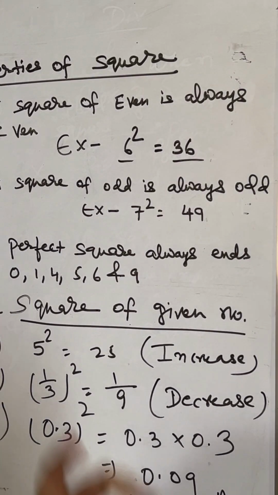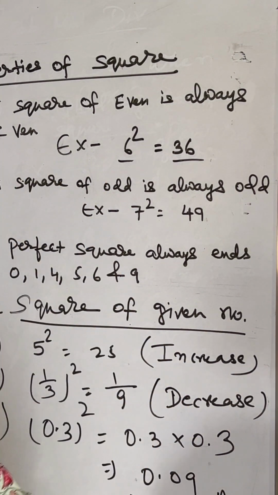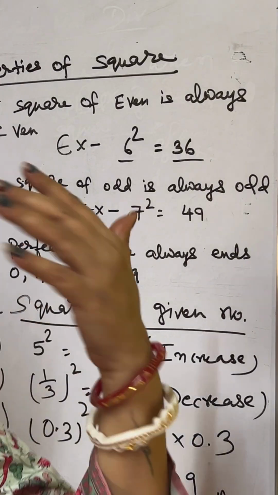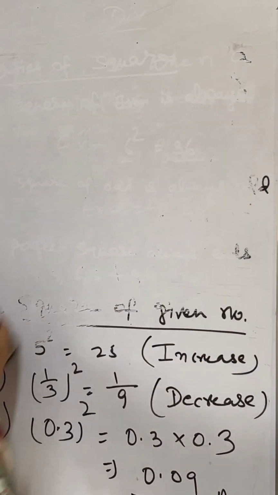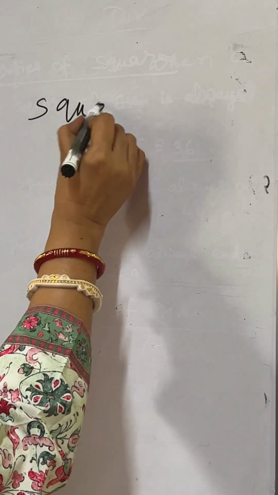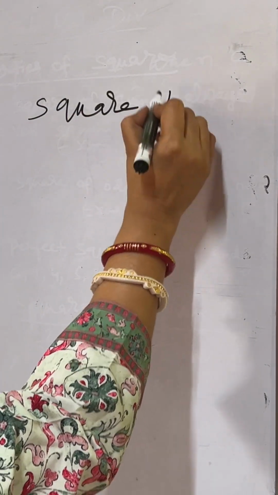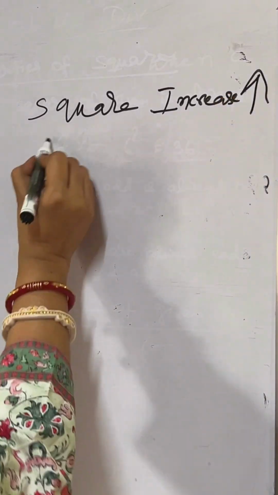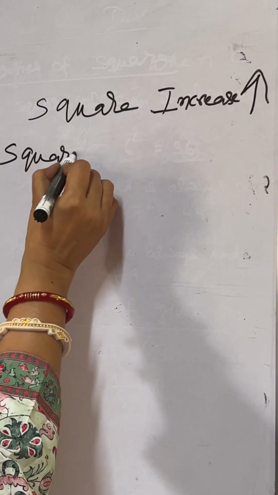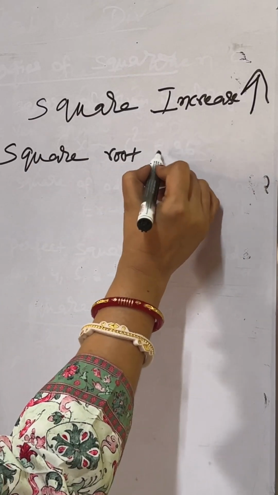Always remember, children, the difference between square and square root: square always increases compared to the number, but square root always decreases. So the basic difference between square and square root is that square increases and square root decreases.